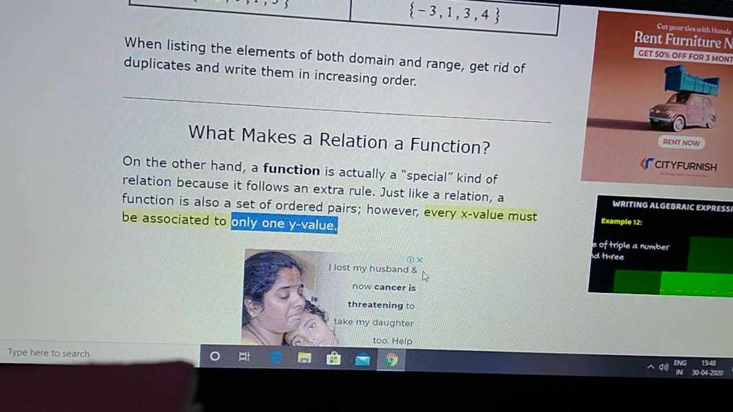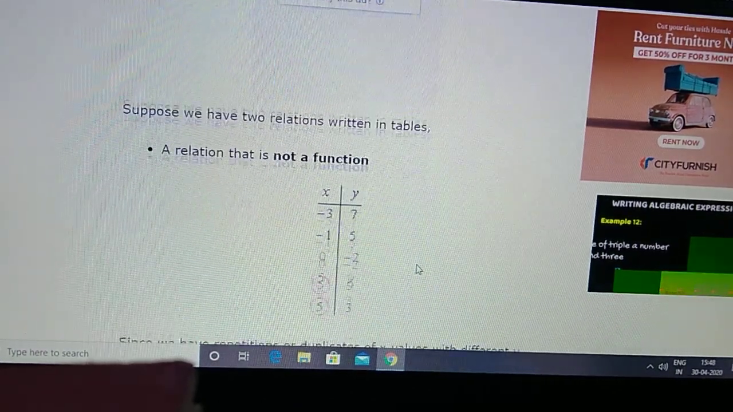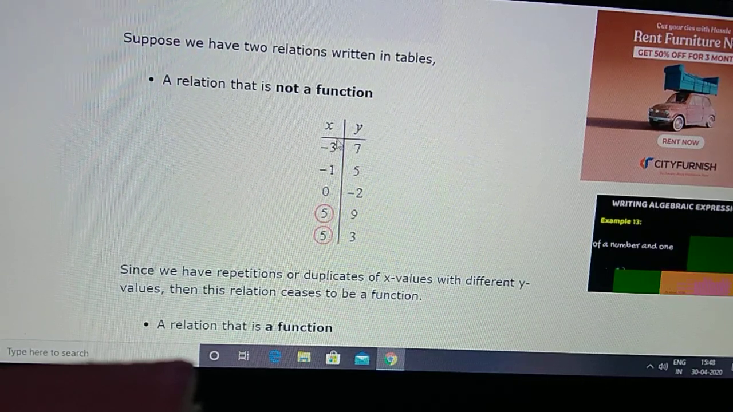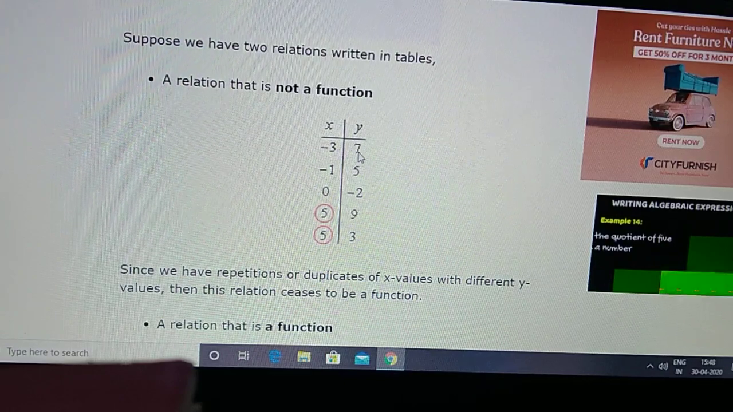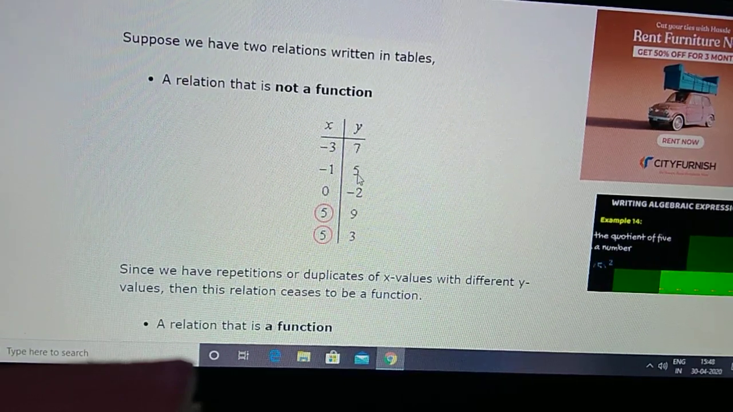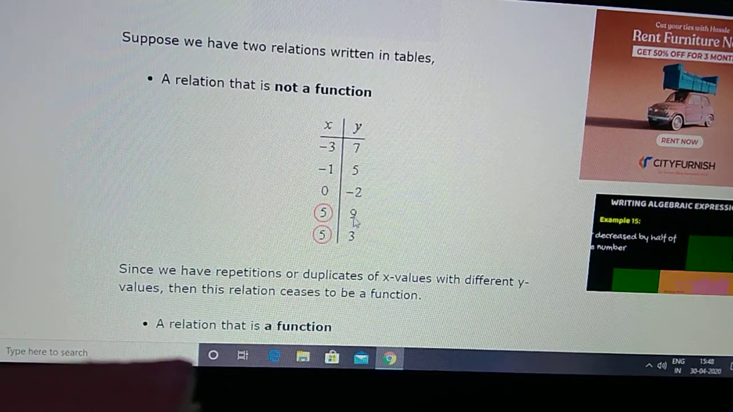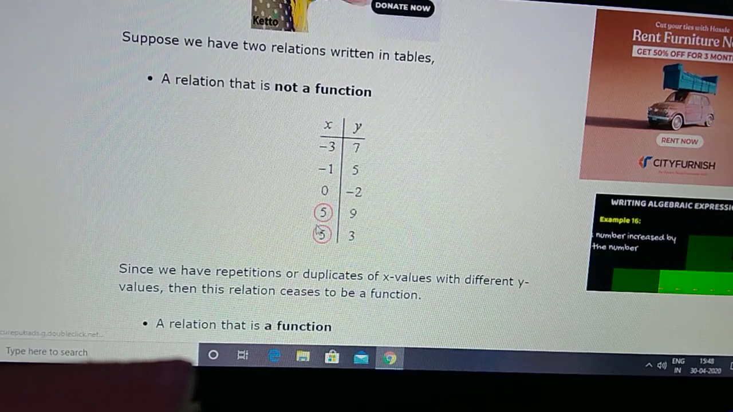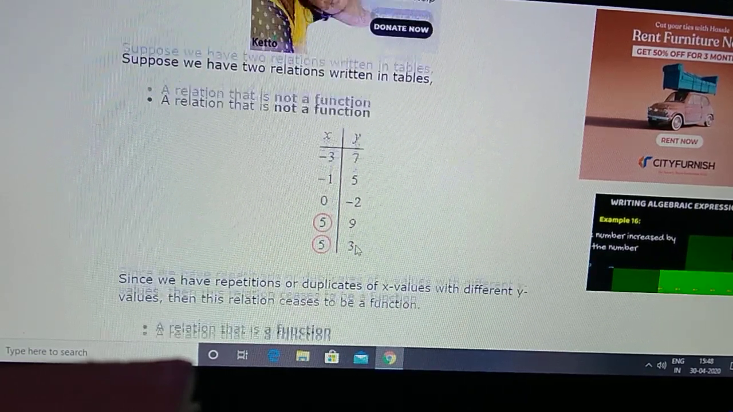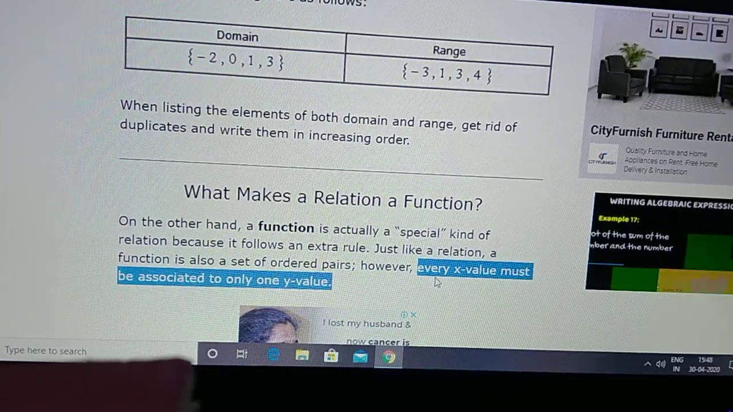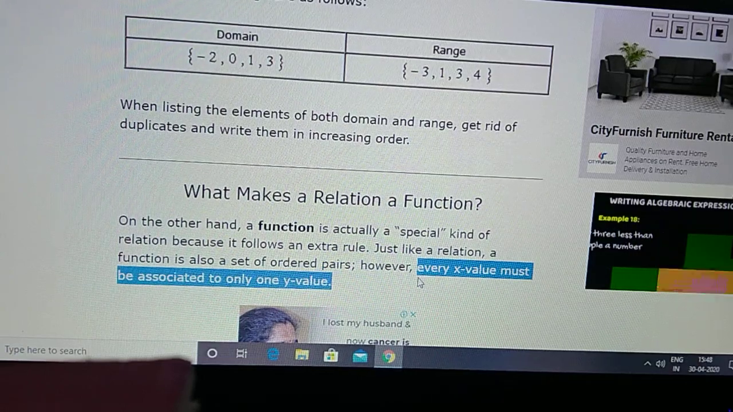We will understand it better with an example. We have given an example: -3, which is an element of x, has a relation with 7, -1 has 5, 0 has -2, 5 has 9, and 5 has 3, meaning the element 5 has 2 relations. The definition says every x value must be associated with only one y value.